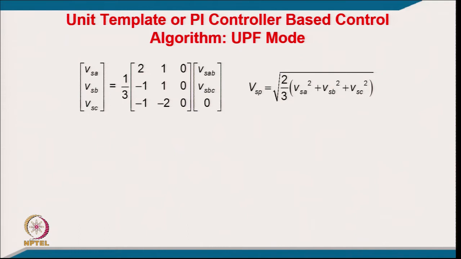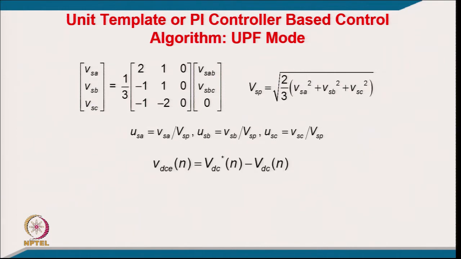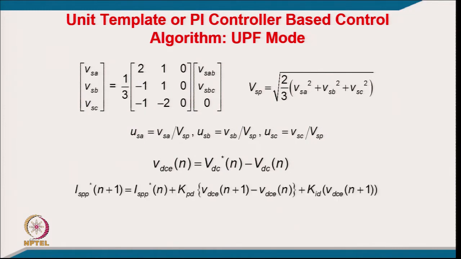So, we sense the 2 line voltages which I was mentioning, and from this matrix we calculate the 3-phase voltages, and from the 3-phase voltages we calculate their amplitude. Then from this we calculate the template, the instantaneous voltage of all 3 phases divided by this amplitude, and then we have the DC link voltage error, and then a PI controller on the DC link. The output of this PI controller we consider the amplitude of supply current, which we multiply with the template, and we get the 3-phase grid reference current.